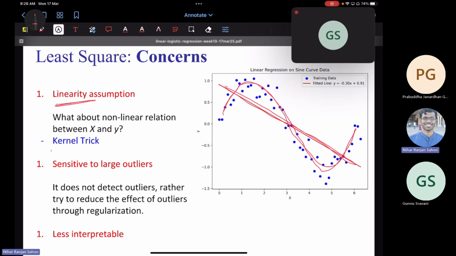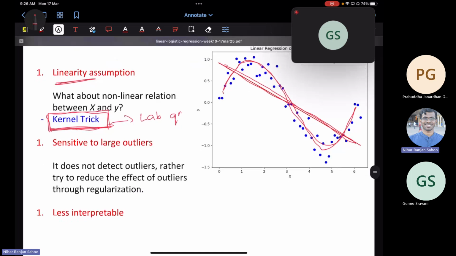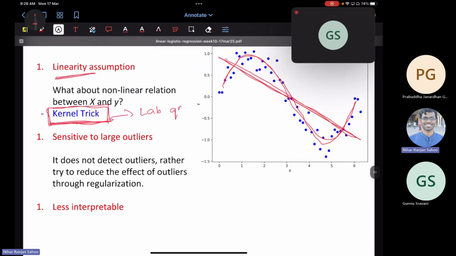We learned the kernel trick in SVM, right? I'm not explicitly telling you how to apply the kernel trick, and this will be your lab question. One of your lab questions will be how to apply the kernel trick to linear regression. So there will be two questions, and the first will be this. Now the issue with the kernel trick, I'll discuss that.